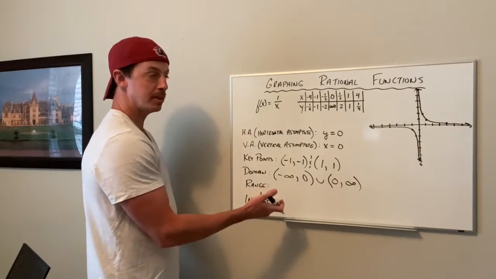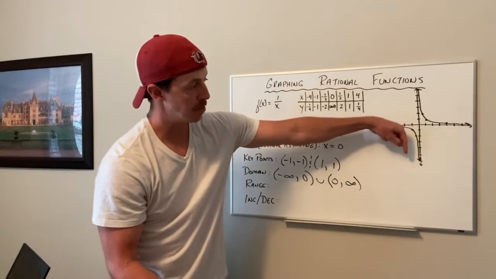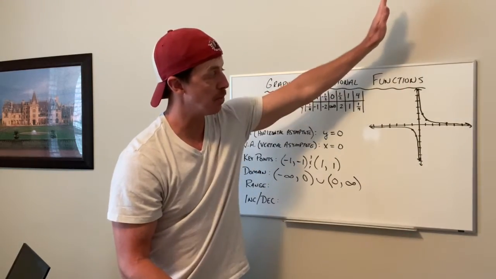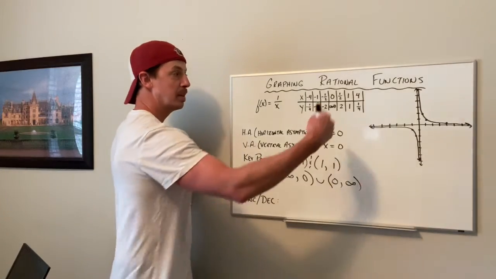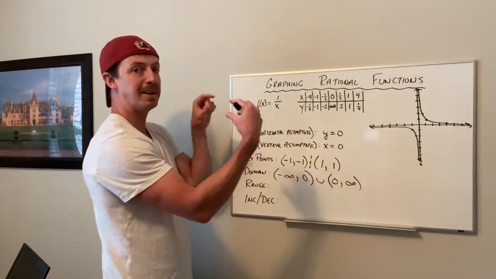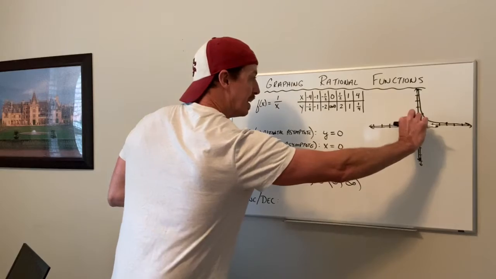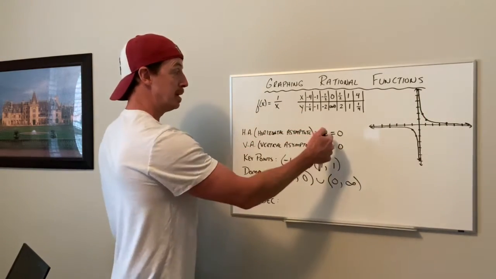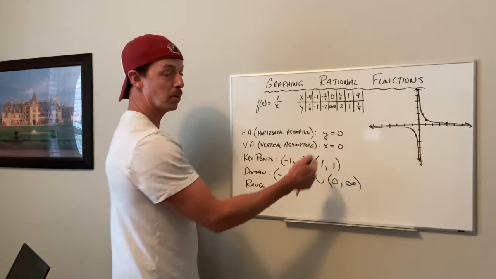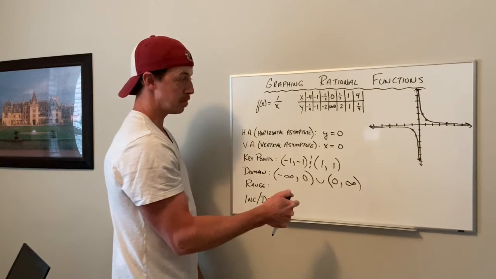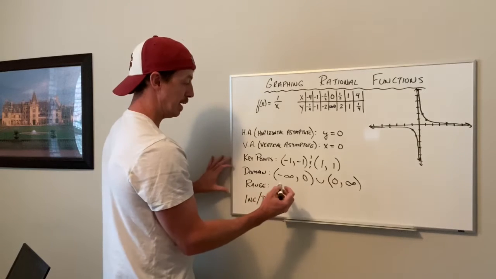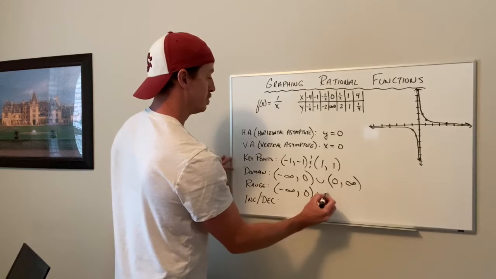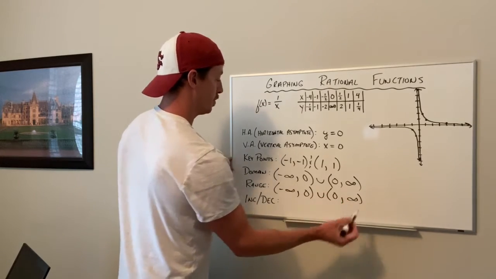And then the range does the exact same thing. Remember, range means how low does it go, how high does it go? This thing goes down forever, it goes up forever. So it starts at -infinity, it goes all the way to +infinity, but is it missing anything in between? And it is. We said that there was a horizontal asymptote at y equals 0. That means there is no point on this graph that has a y coordinate of 0. Therefore, our range is -infinity to 0, union 0 to infinity.